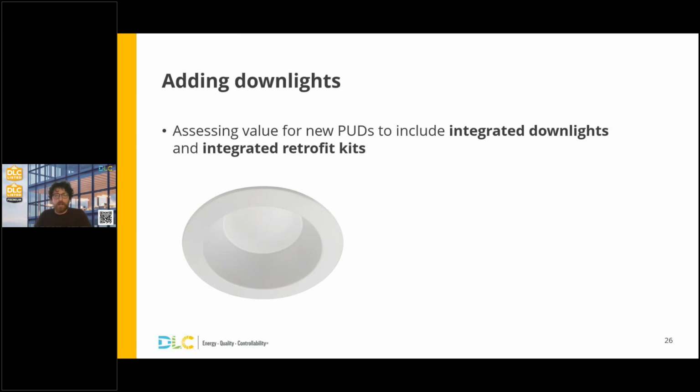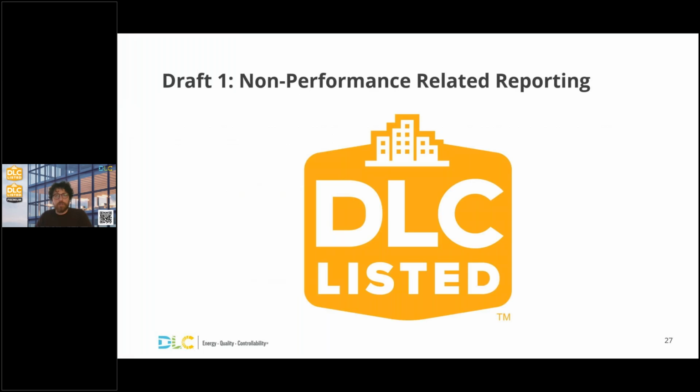This draft requests feedback on picking up downlights and specifically asks whether we should use the Energy Star test methods and metrics. Based on the feedback we receive, draft 2 may include requirements for both the new lamp types and downlights. And next, let's look at a new category of requirements, non-performance related reporting.